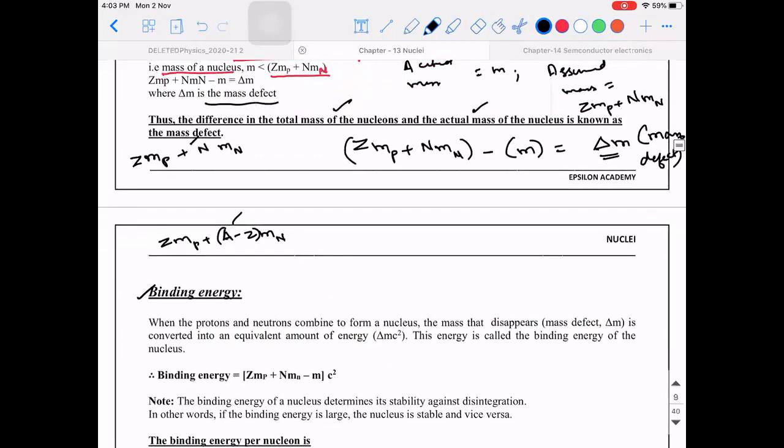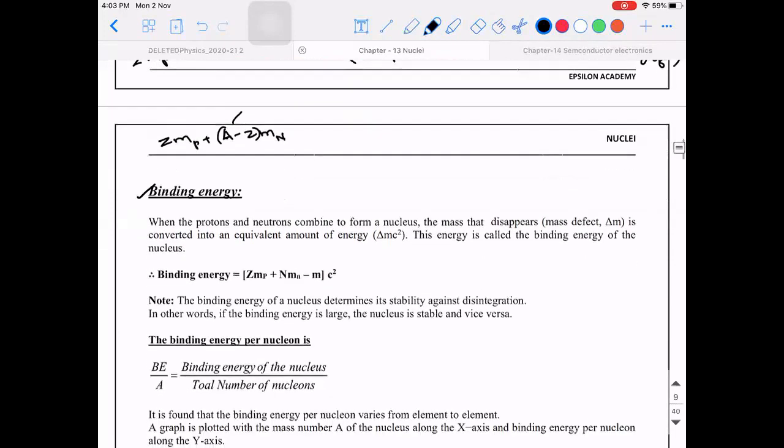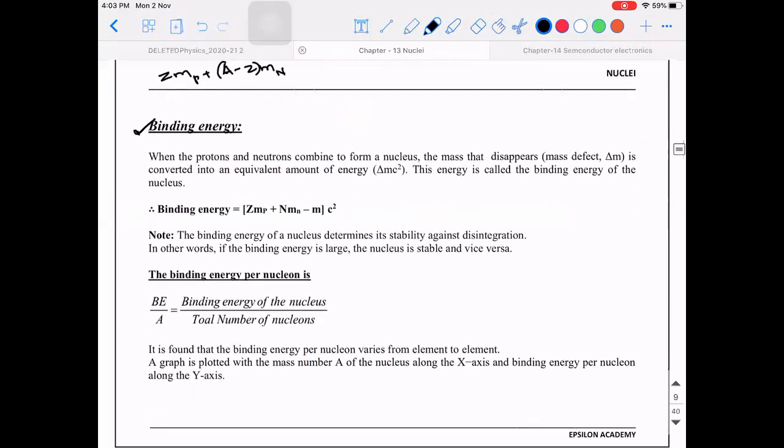Why is this actually happening? If there is a decrease in mass, then according to the energy mass equivalence, there should have been an equivalent amount of energy spent for this kind of a defect to occur, and that energy is called the binding energy. So now we are going to connect the dots.